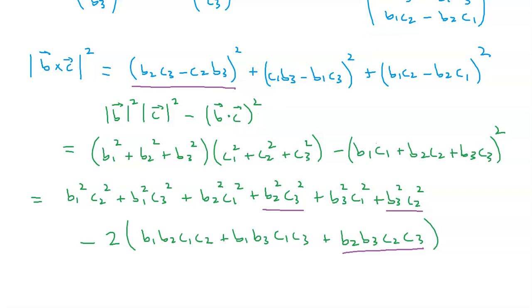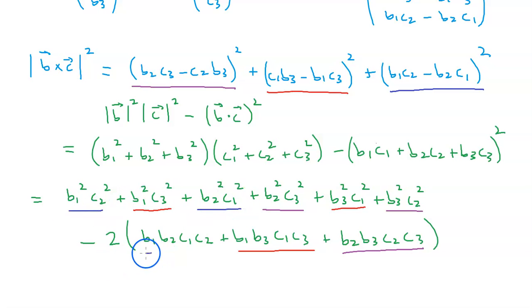Alright, and then next up we've got this, the only problem is I'm going to run out of colors. Okay, C1 B3 minus B1 C3. So C1 B3, and then B1 C3. And then we just need B1 B3 C1 C3, which is here. Nice. And last but not least, B1 C2 minus B2 C1 is clearly these three. And so we are done.